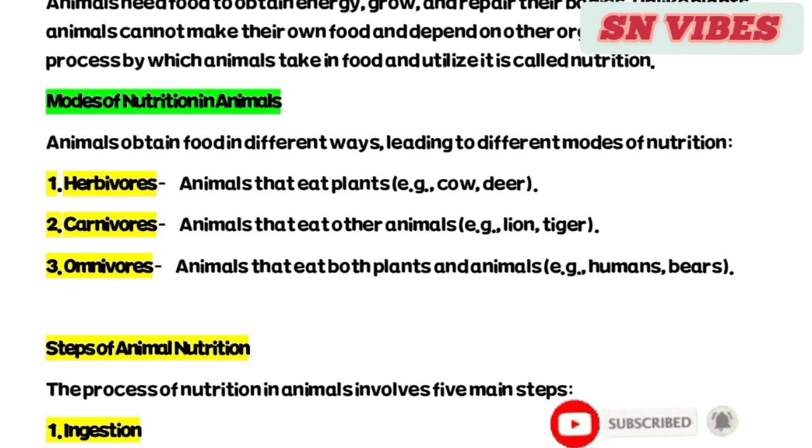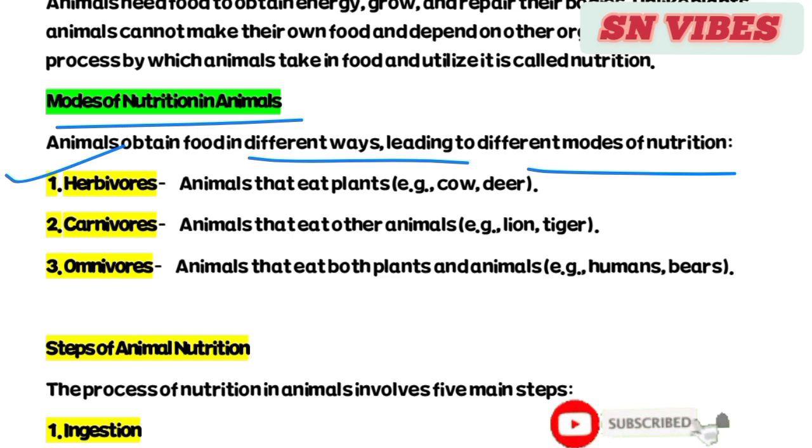So there are different modes of nutrition in animals. Actually, in chapter 1 there are different modes of nutrition in plants. I have already done that class. You can go through it in the playlist. It is already added. So here, let us see the modes of nutrition in animals. Animals obtain food in different ways, leading to different modes of nutrition.